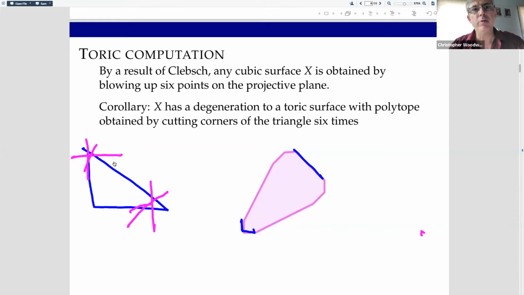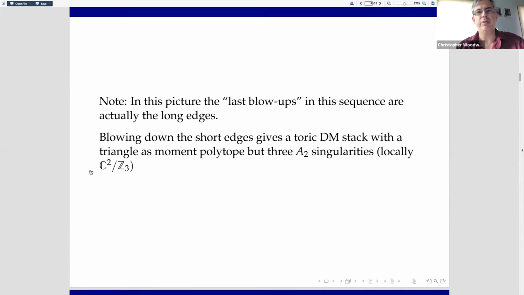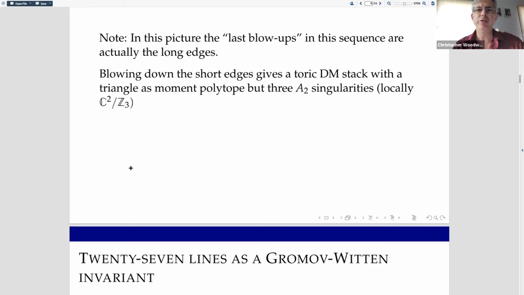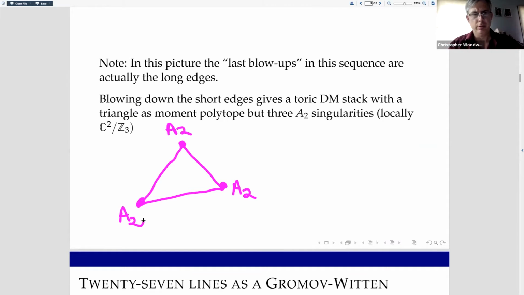If I move the blow-up points, instead of taking the torus-invariant points to blow up, if I take generic points, then I'll get the cubic surface. So the cubic surface degenerates to this toric surface as I move the blow-up points to special position. And the last blow-ups in the sequence are actually the long edges. Usually you think of the blow-ups as creating short edges, but here I'm taking them to be long edges. If I blow down the short edges, then I get some polytope like this. This is something with orbifold singularities at the vertices here. So there'll be 3 A2 singularities at the vertices of this toric surface, and I can think of the smooth toric surface on the previous page as a resolution of those A2 singularities.